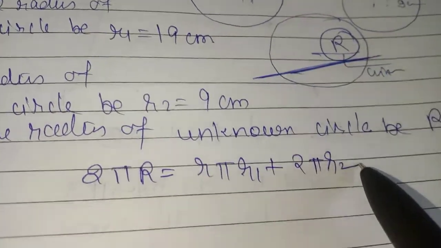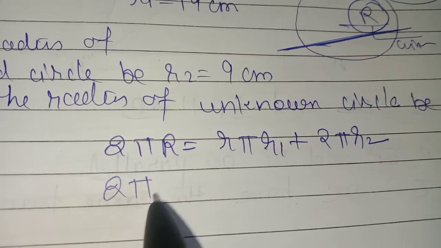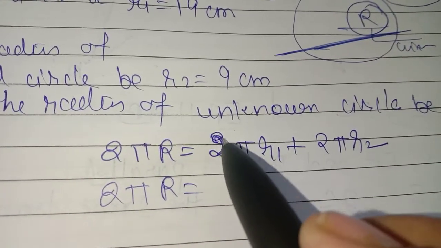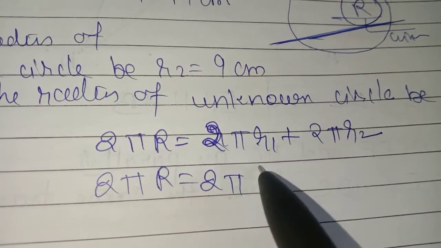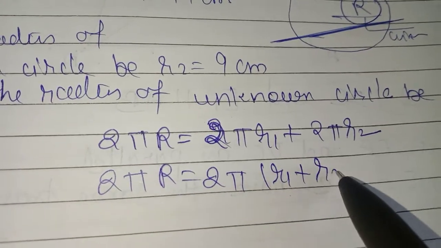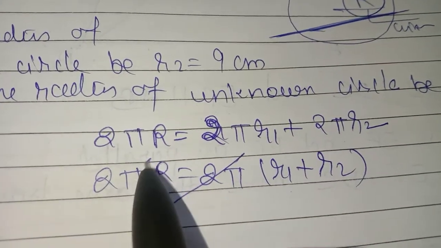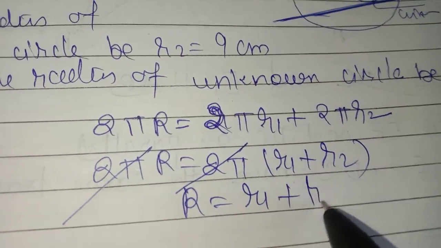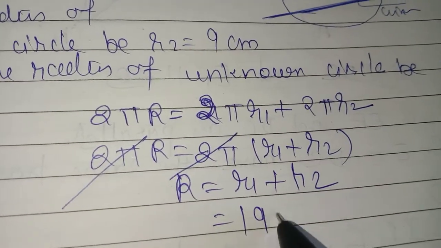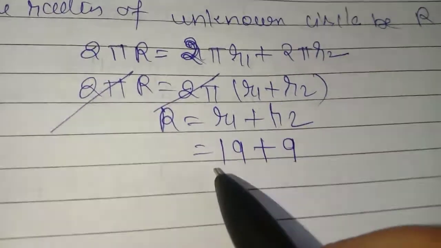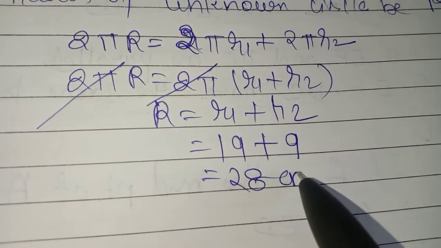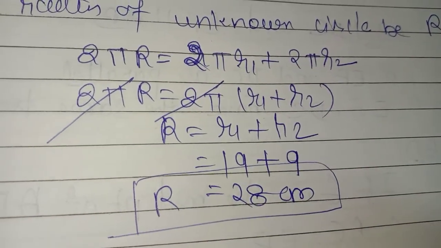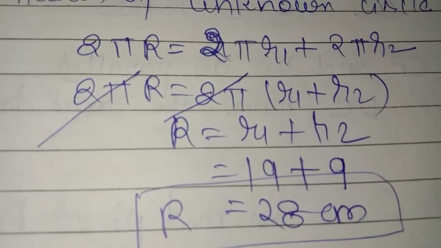Clear? Now what we will do here, can we take 2 pi common? So it is 2 pi common, r1 plus r2. 2 pi simply we can cancel. So it is R is equal to r1 plus r2. The value of r1 is 19 and the value of r2 is 9. So it is 28 centimeter. So the radius of the larger circle is 28 centimeter.